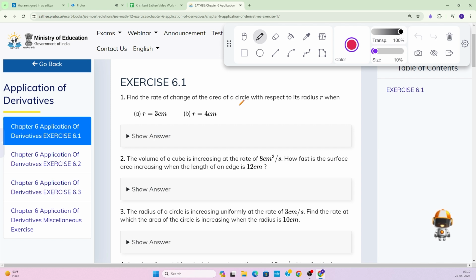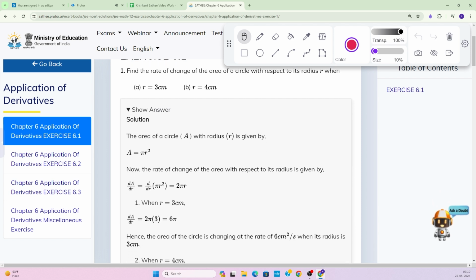You know the area is pi r square. Then you have to find the derivative, the rate of change of area with respect to radius. This means you have to find dA by dr, and put r equals 3 for part A and r equals 4 for part B.